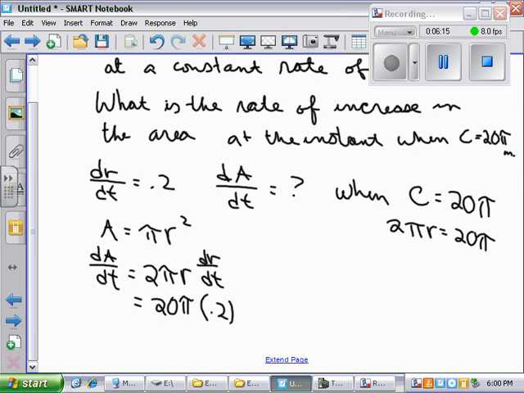And we're going to leave our answer in terms of pi because they did. So we need to multiply 20 by 0.2. So 1/5 of 20 is 4 pi meters per second. Is that another C? Yeah. That is another C. So the answer is always C.